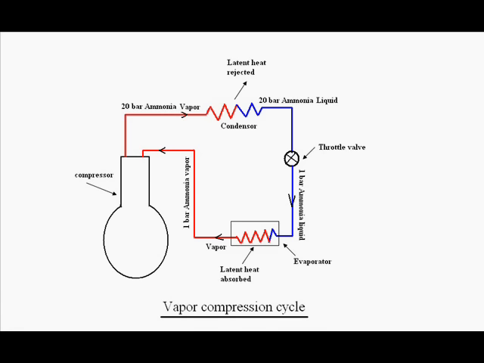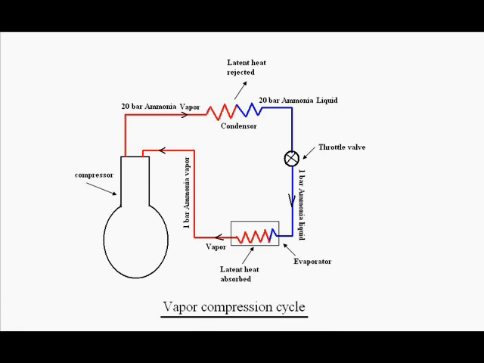The job of the compressor is to increase the pressure of the refrigerant. For example, we can see that ammonia vapor is entering the compressor at 1 bar. Now the compressor is increasing the pressure of ammonia to 20 bar. We know at 20 bar the boiling point of ammonia is 50 degrees centigrade, and suppose the atmospheric temperature is 30 degrees centigrade, because generally the atmospheric temperature remains below 50 degrees centigrade.